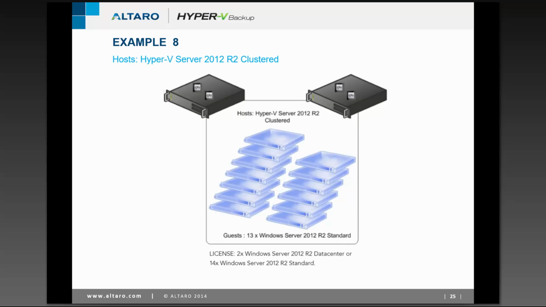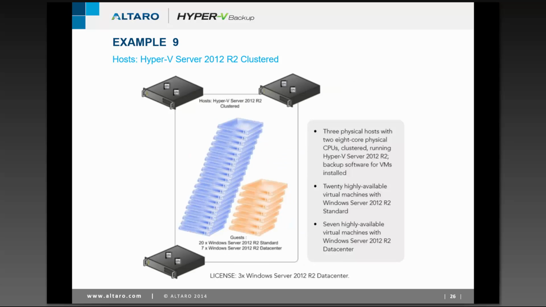And of course, as I said, even if you would install Hyper-V Server, which doesn't really come with guest OS licenses, you still have to buy licenses. It doesn't really matter what you install on the physical box. It really matters what you install inside those virtual machines. So in this scenario, again, if I want to run 13 virtual machines with standard edition, I have to buy 2 data center licenses or 14 standard licenses to run all those virtual machines.